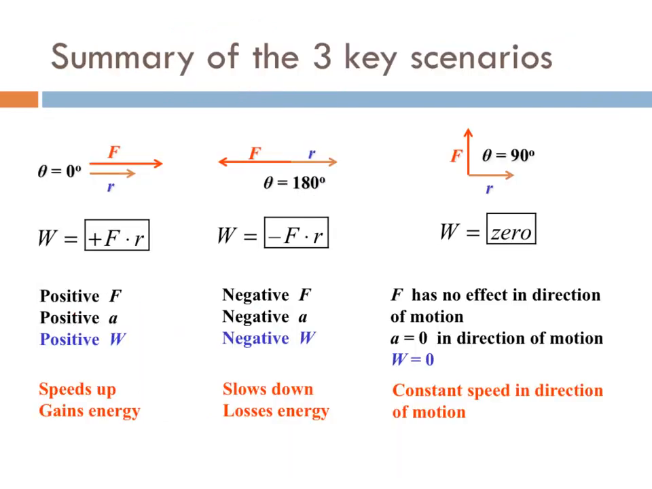So again, these are the most common examples. If we have a positive work done, that means we're adding work to the system. So our object should speed up or gain energy. If we have a negative work, that means we're taking energy away from the system. So it's going to slow down or lose energy. Again, if no work is done, then we should have a constant speed in the direction of motion. We're not adding speed, we're not taking speed away. We're not adding energy, or we're not taking any away.